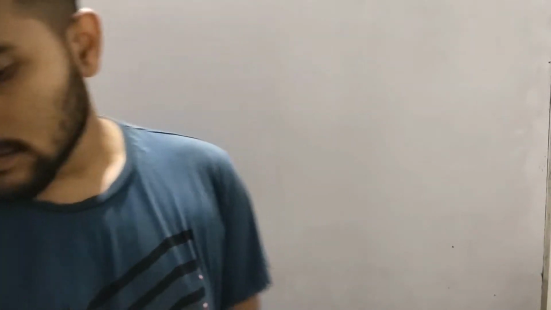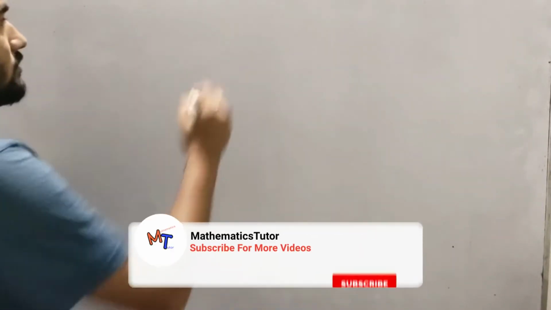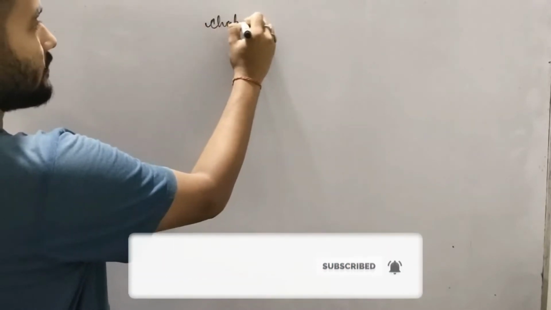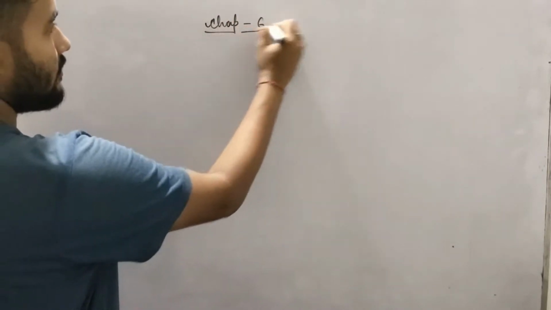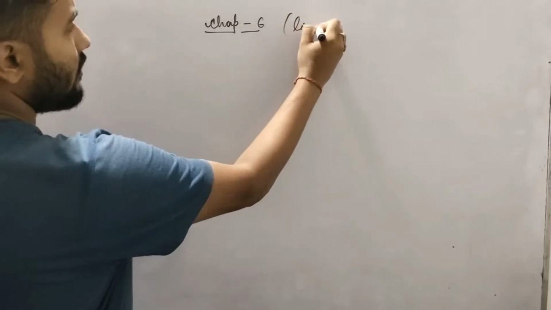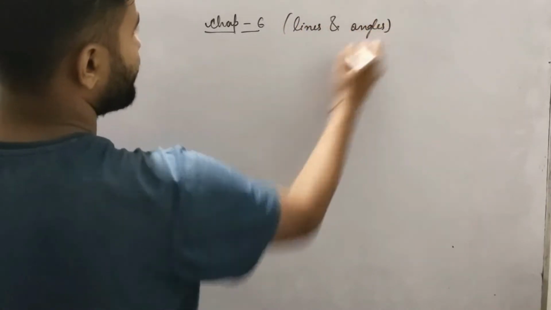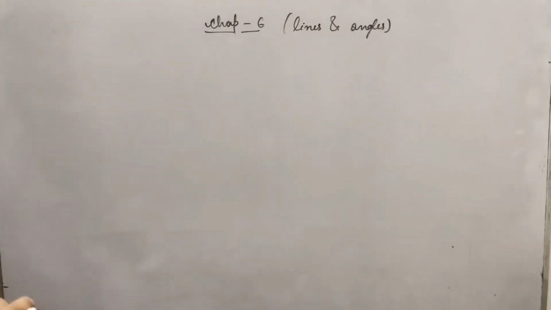Everyone, let us start our class. Today we will start Chapter 6, Lines and Angles. Okay, lines and angles. At first, line.